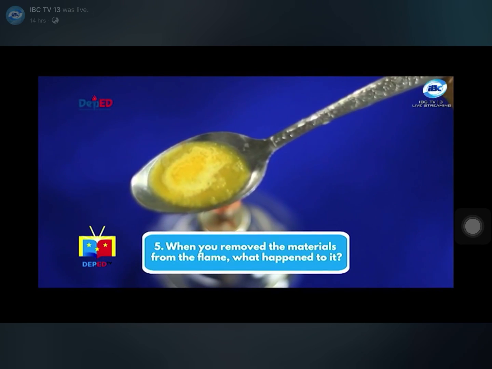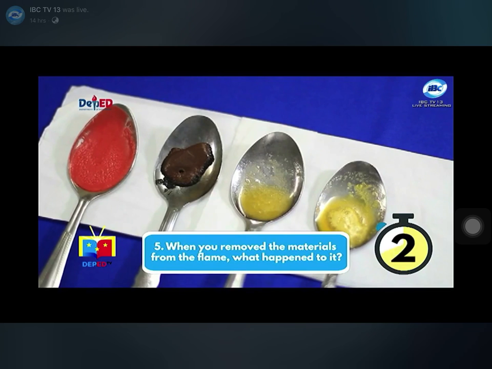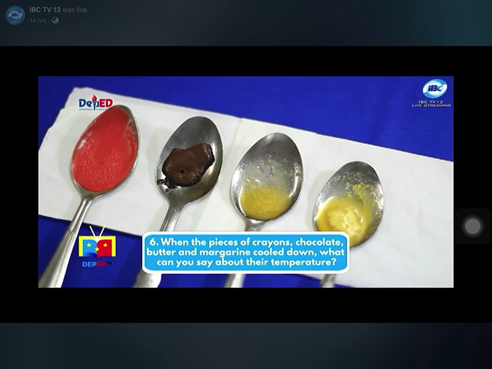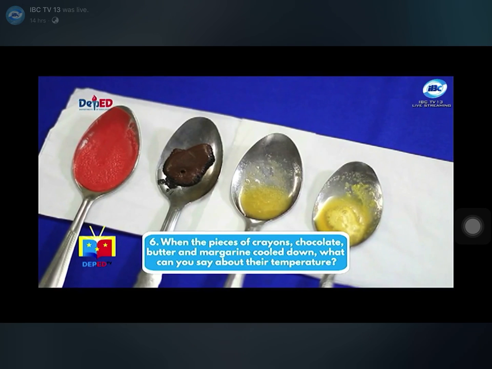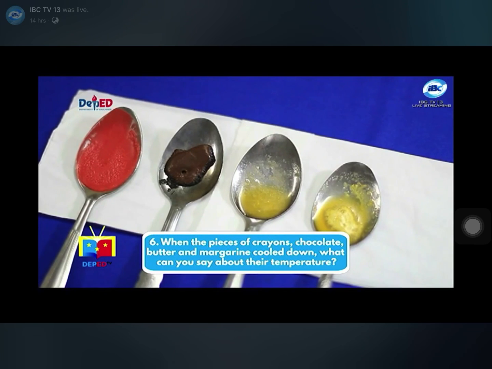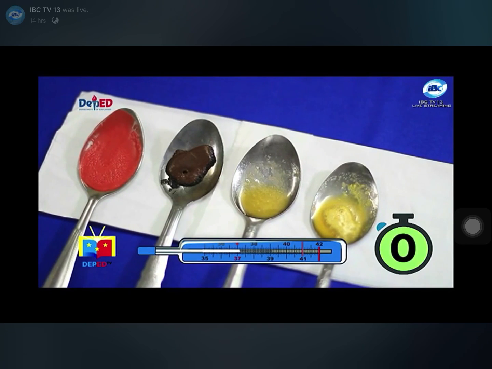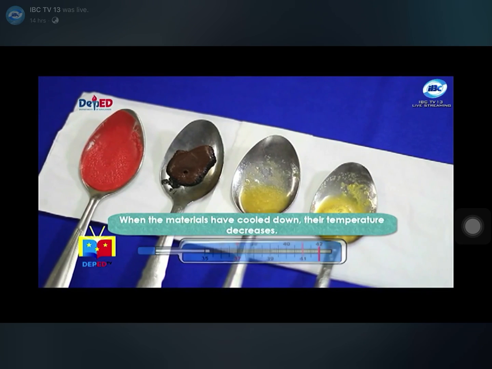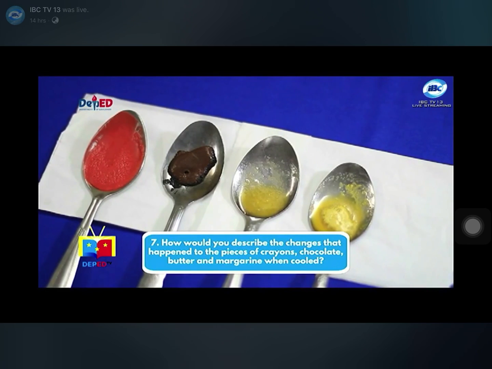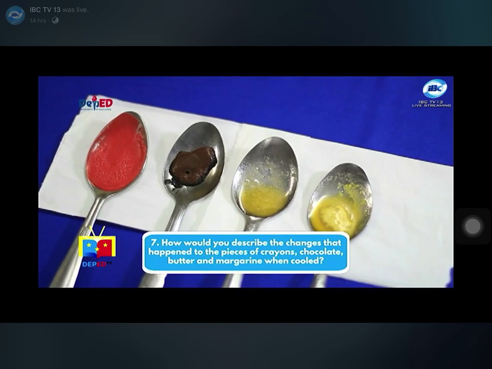Number 5. When you removed the materials from the flame, what happened to them? The materials cooled down. Number 6. When the pieces of crayons, chocolate, butter, and margarine cooled down, what can you say about their temperature? When the materials cooled down, their temperature decreased. Number 7. How would you describe the changes that happened to the pieces of crayons, chocolate, butter, and margarine when cooled?